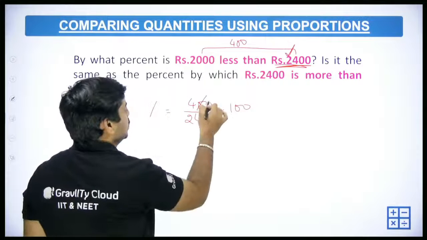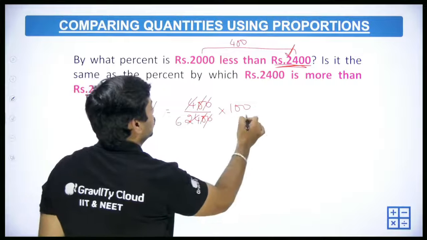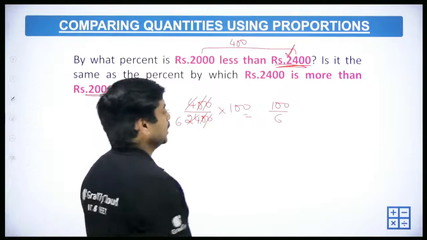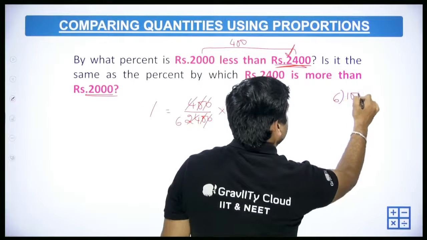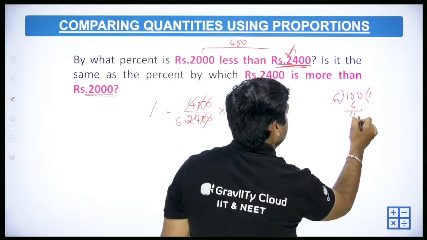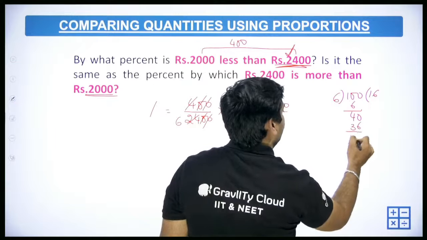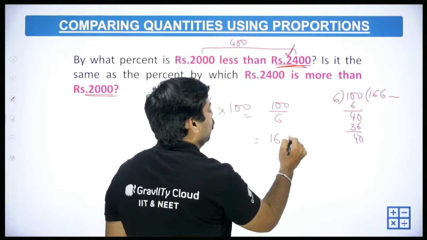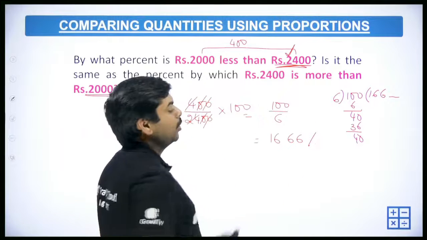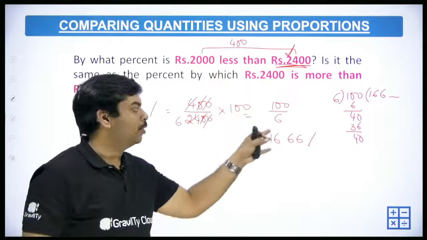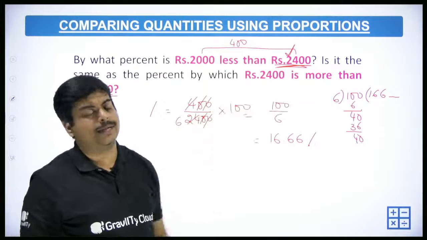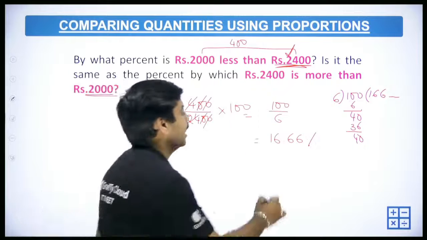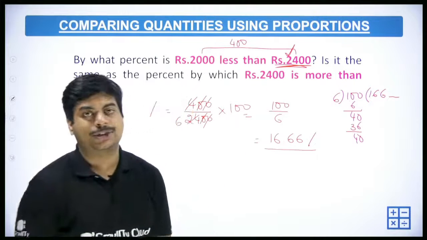So the zeros get cancelled. 4 ones are 4, 6. So it is 100 by 6. 6 ones are 6, then 4, 0. 6 sixes are 36, again 4, 0, and that 6 continues. So it is 16.66 percent. We round it to 2 decimals and don't go beyond that. It is never ending, a recurring decimal, 0.6666 and so on. So we stop at 16.66 percent.